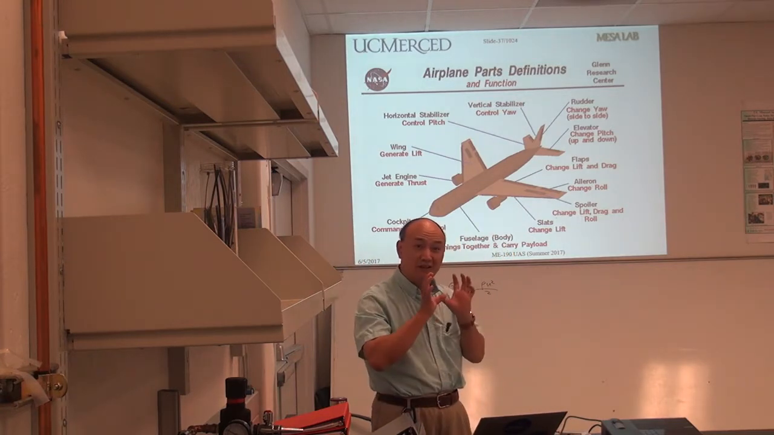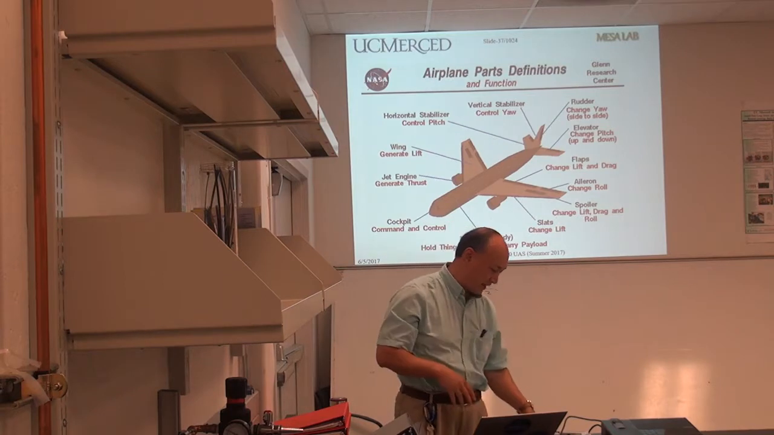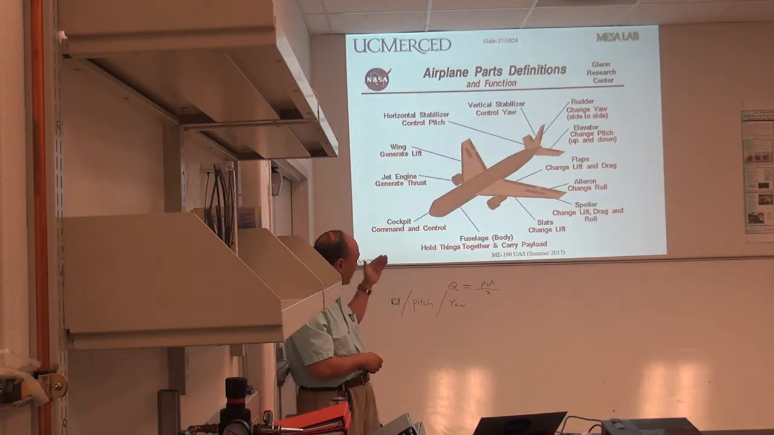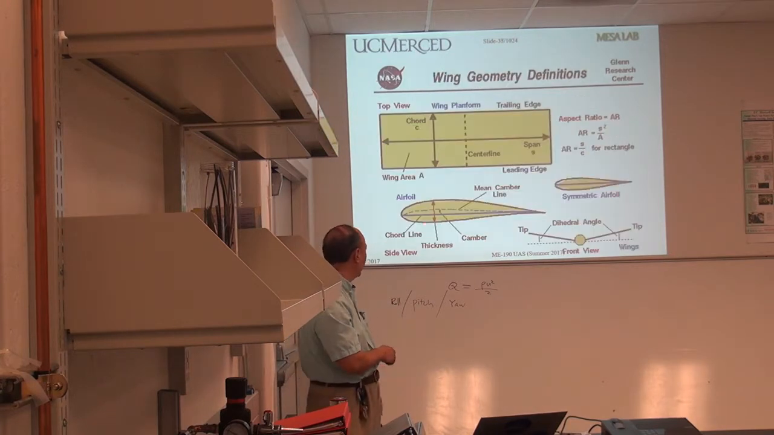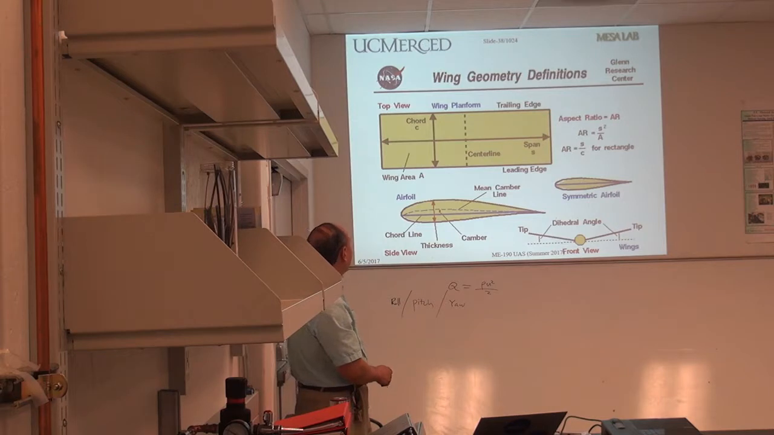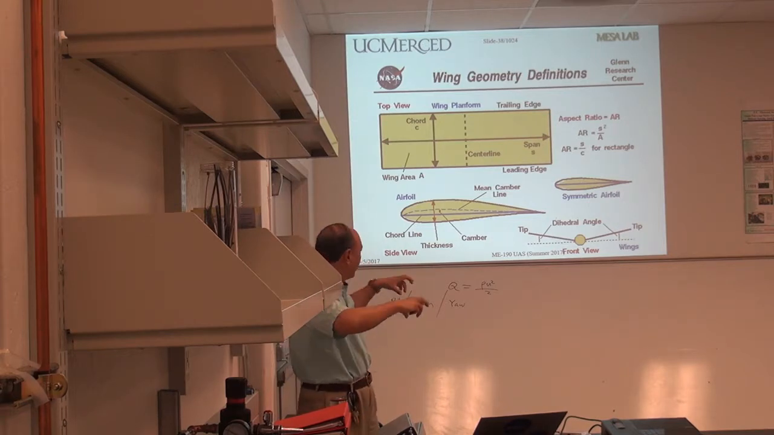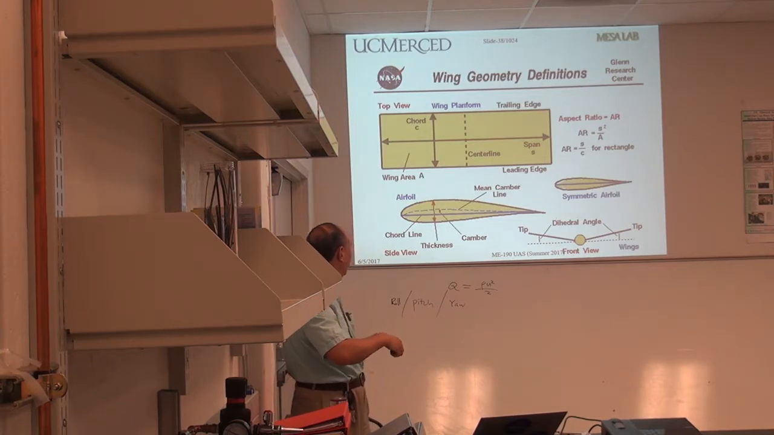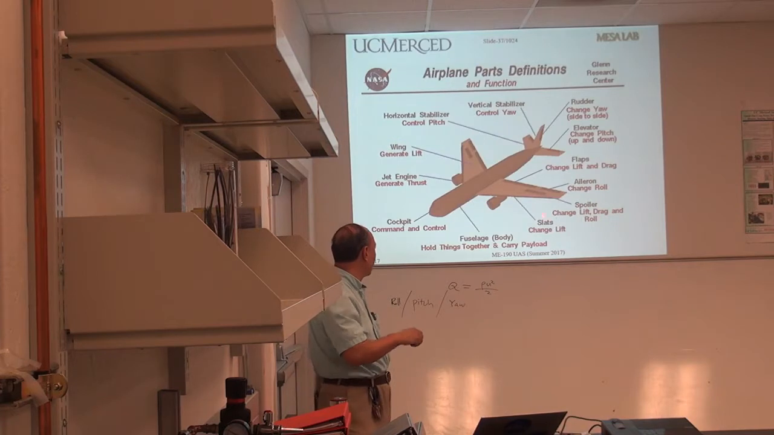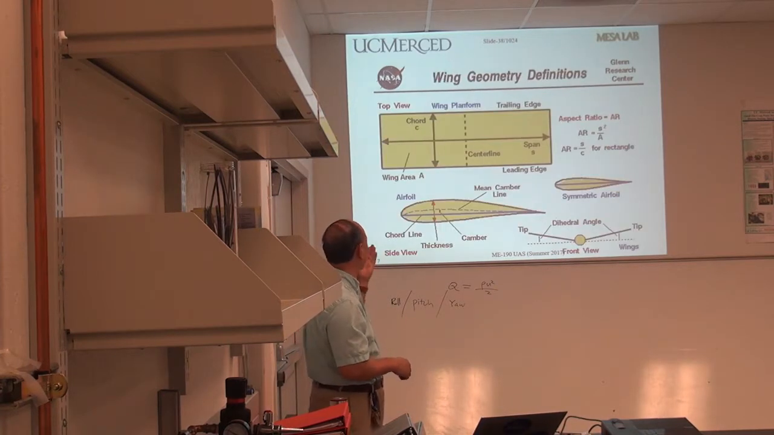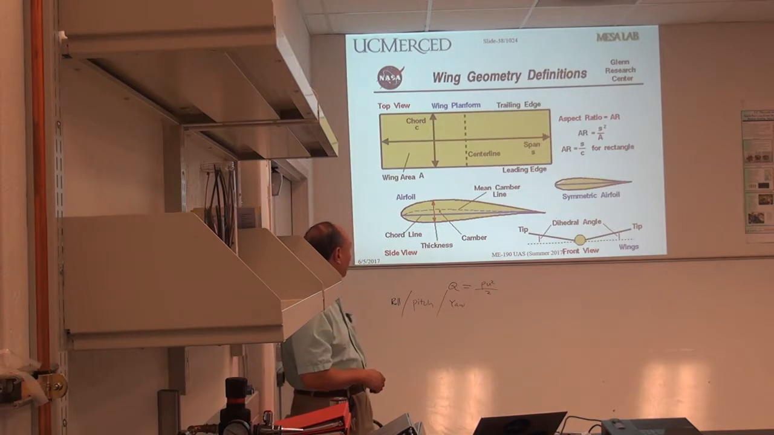Because in this module we're learning aerodynamics, we just focus on the wing. If you look from this angle, you will see the wing is actually something like this. You do a section of it. So this one is the wing. But if you look at the top view, the wing is like a rectangle. So the wing geometry definition is like this, okay?